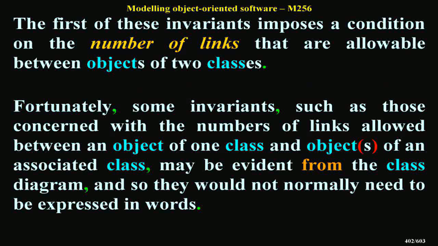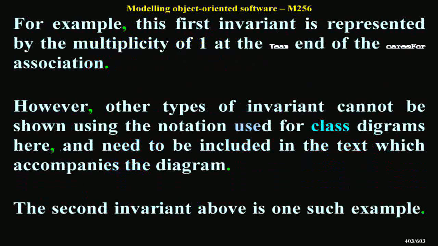Fortunately, some invariants, such as those concerned with the numbers of links allowed between an object of one class and an object of an associated class, may be evident from the class diagram, and so they would not normally need to be expressed in words. For example, this first invariant is represented by the multiplicity of 1 at the end of the association.